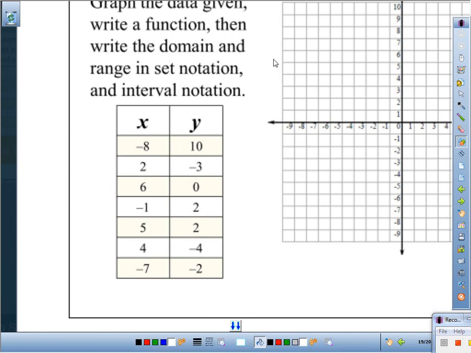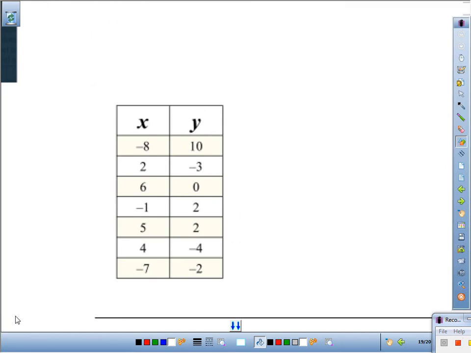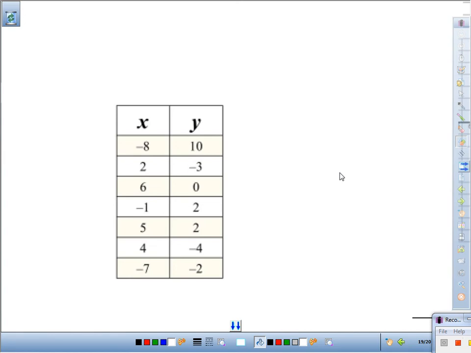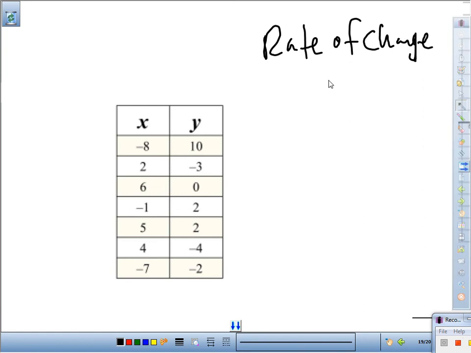So, let me go over this part. There's going to be situations, look up please, that they ask, copy the table down, check this out, you already have it, and they're going to say, without graphing, identify the rate of change. And what's another word for rate of change?